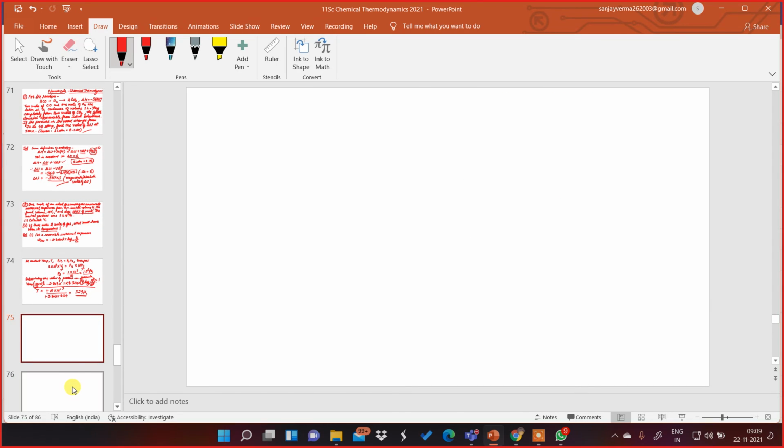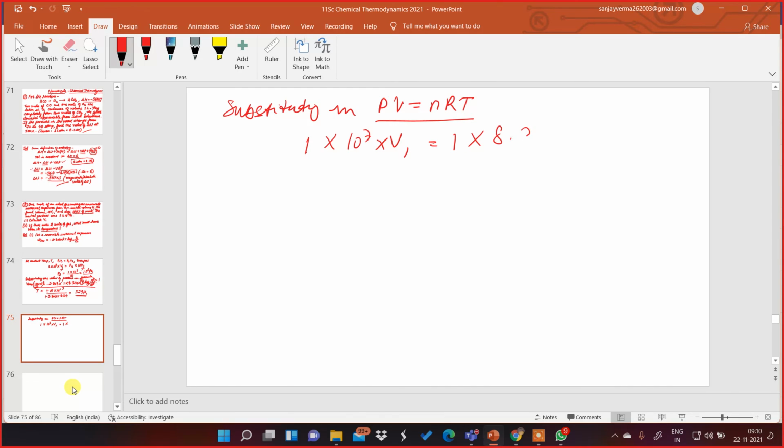After getting the temperature 523 Kelvin, for an ideal gas we apply the ideal gas equation, PV equals nRT. Pressure is 1 into 10 to the power of 7 into V1 is equal to the number of moles, which we take as 1, and 8.314 is the gas constant, and temperature is 523 Kelvin. Then I can get the volume. That is the first answer, volume 1.